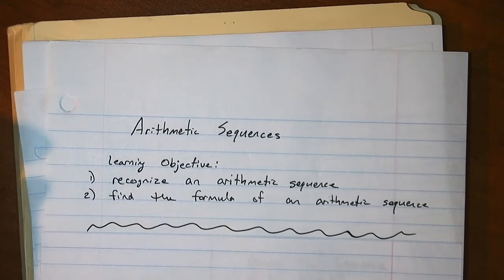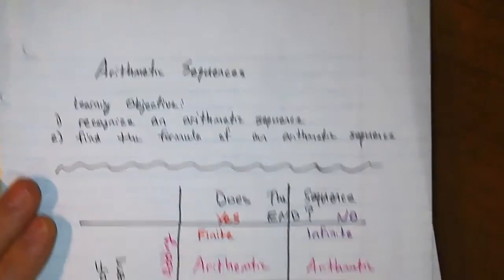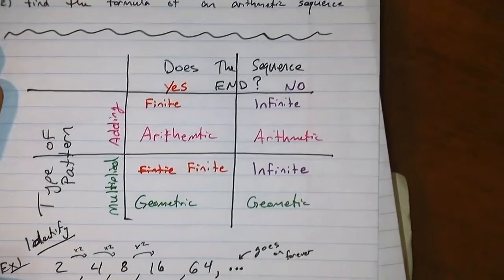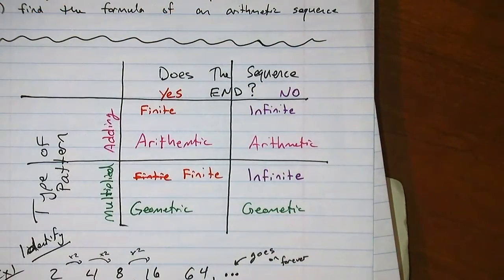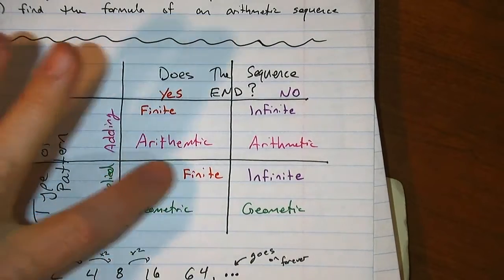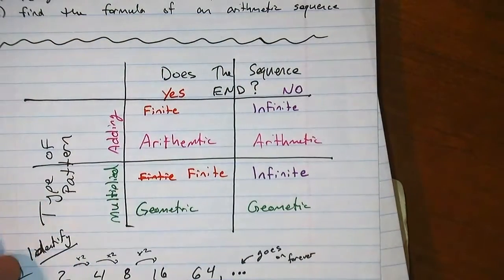All right, so in the last video, we talked about the 4 different types. Whether it's a finite arithmetic or an infinite arithmetic, that's what we're going to focus on in this video. But we did talk about finite geometric and infinite geometric. We'll talk about that in the next video. All right, so here we go. Let's work through the concept of this together first, and then we'll do an example.